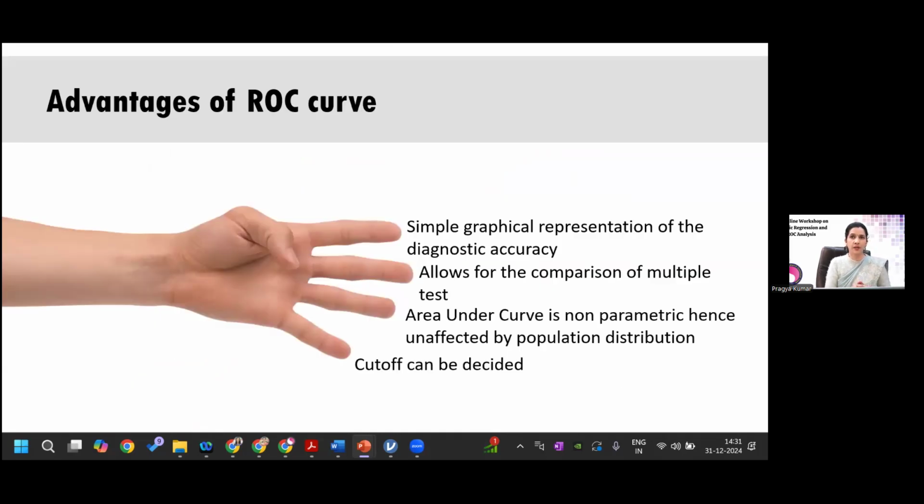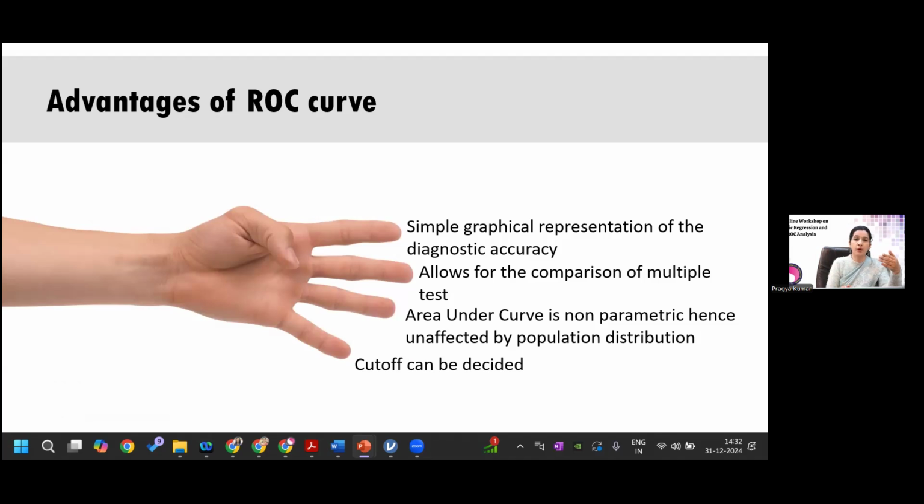So what are the advantages of this ROC? It is a simple graphical representation of the diagnostic accuracy. In ROC, against a gold standard, you can compare multiple tests like test 1, test 2, test 3. If you are comparing with the gold standard, then in between also you can decide which is the best one.